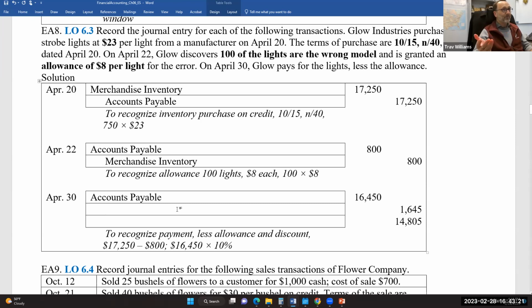And remember, the way we journalize that is a credit to merchandise inventory. And the difference is what we have to pay in cash. All right, so we have the remaining accounts payable minus the discount that we got, and that's what we have to pay.